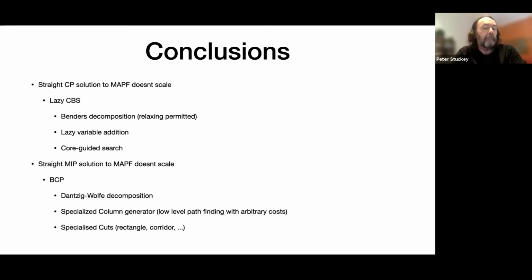Similarly, the straight MIP solution doesn't scale. Branch and cut and price, of course, is a Dantzig-Wolfe decomposition of the problem. You generate these specialized column generators, which is a low-level pathfinding with arbitrary costs rather than just unit costs. You can add specialized cuts for the kinds of things that go on. And in fact, I think Eddie has like 16 different cut generators now in his most recent version.